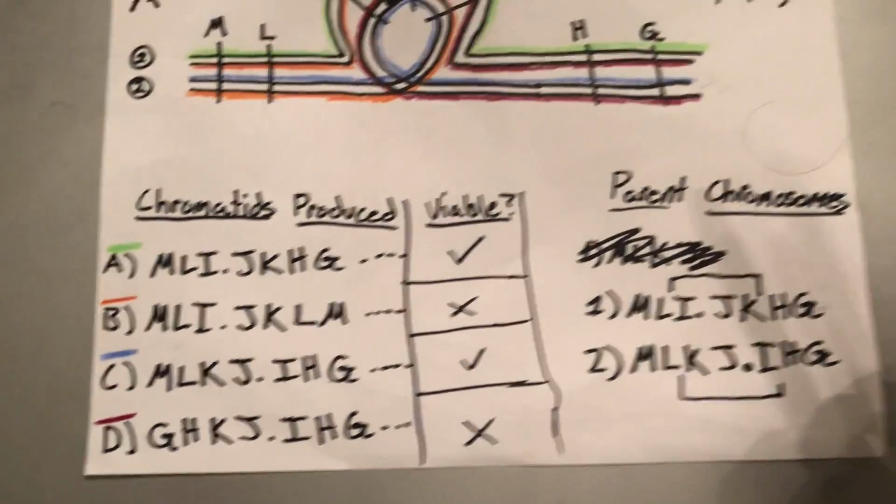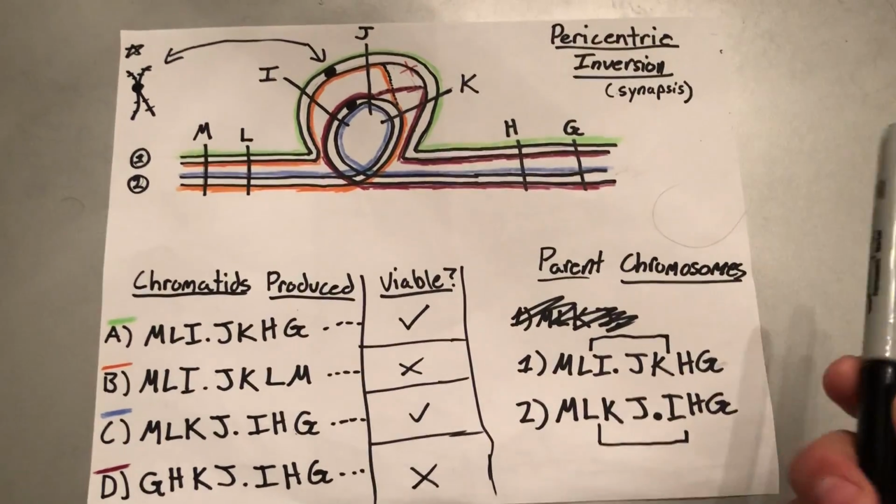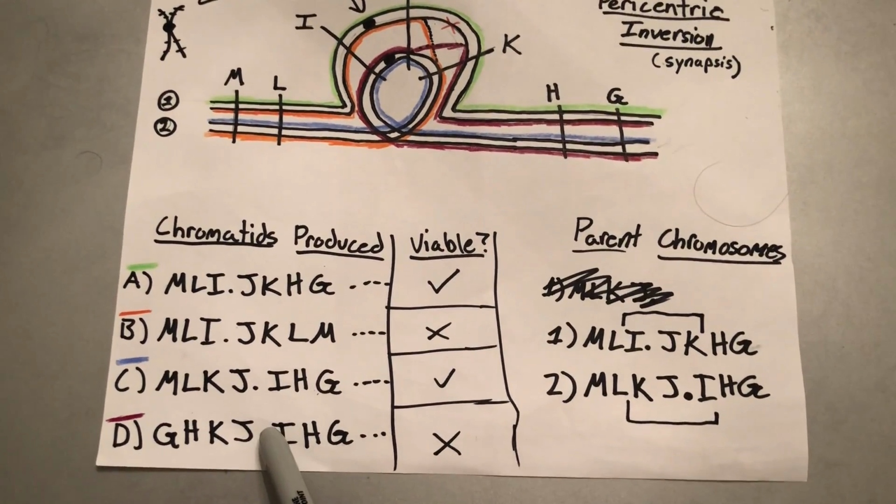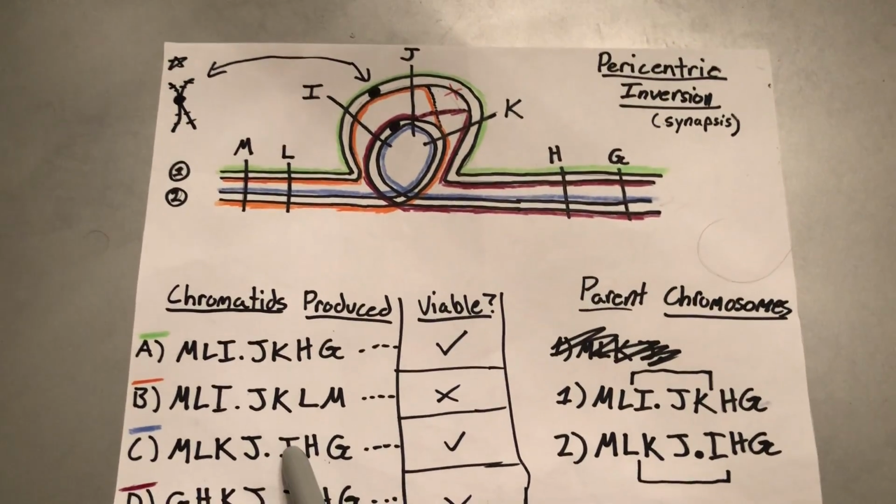Okay, so what does that necessarily mean? Well, no viable chromatids can have repeats, and these two have repeats, so they're not viable, whereas the other two don't, so they are still viable.